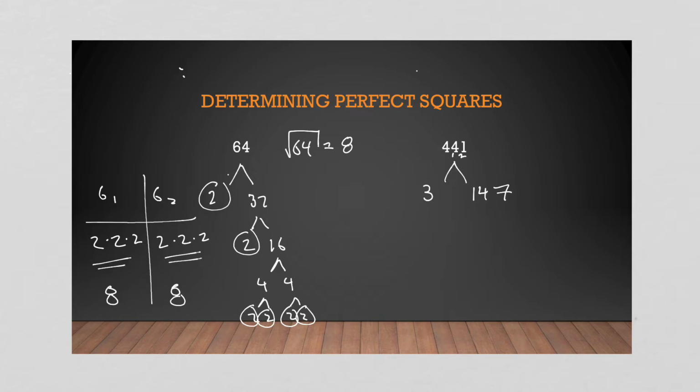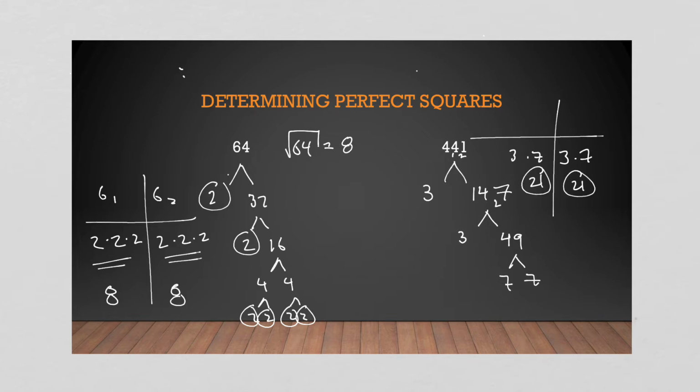Well, divisibility rules. 1 plus 4 is 5, plus 7 is 12. So yes, I can divide by 3 again. 3 goes into 14 4 times, 2 remainder. 49. And then 49 is 7 times 7. So look at your two groups: 3, 3, 7, 7. Do you have two identical groups? You do. 21 and 21. So the square root of 441 is 21.